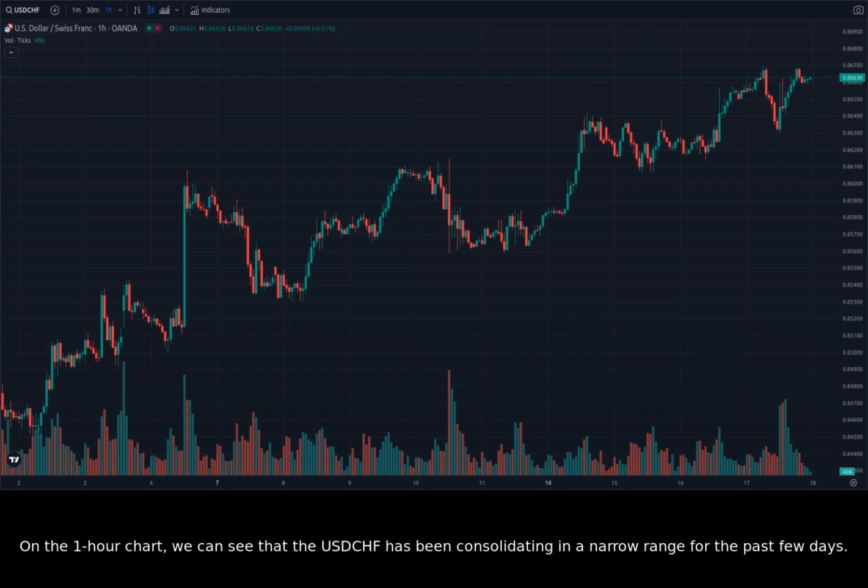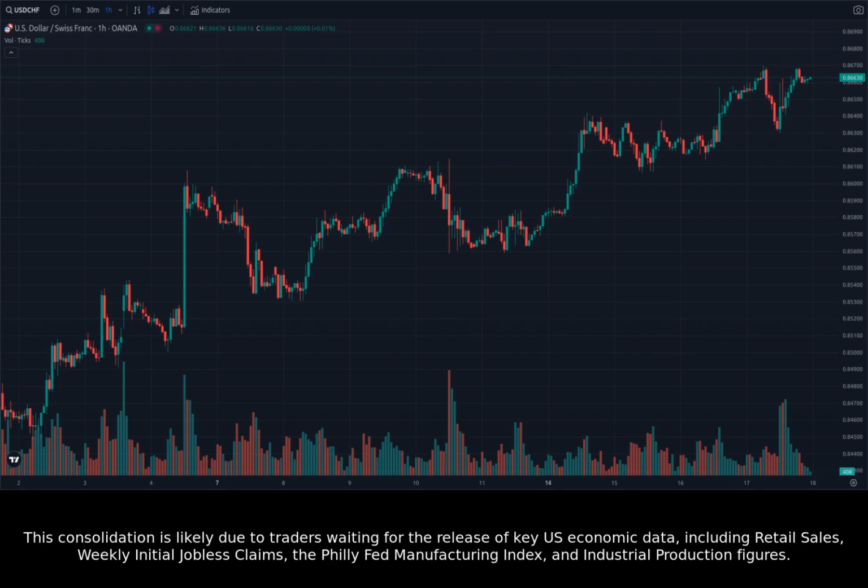On the 1-hour chart, we can see that the USDCHF has been consolidating in a narrow range for the past few days. This consolidation is likely due to traders waiting for the release of key U.S. economic data, including retail sales, weekly initial jobless claims, the Philly Fed Manufacturing Index, and industrial production figures.